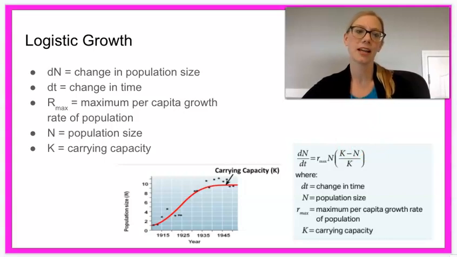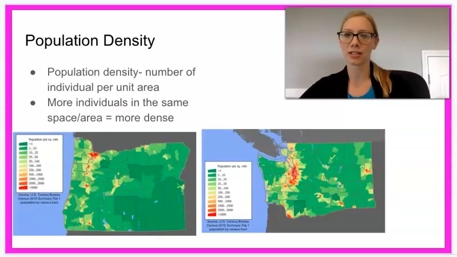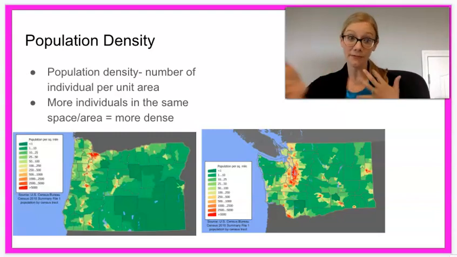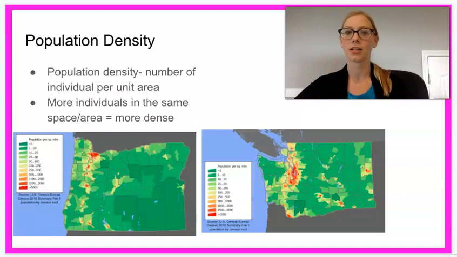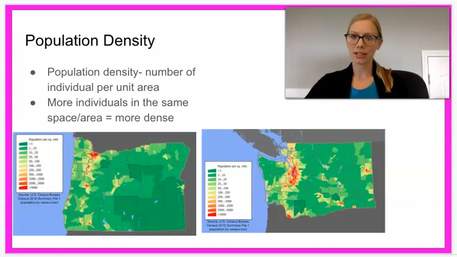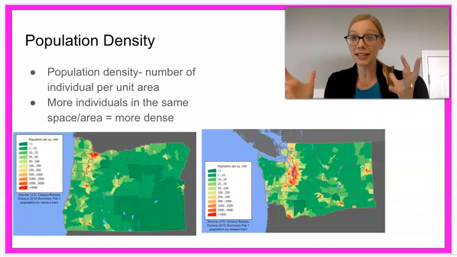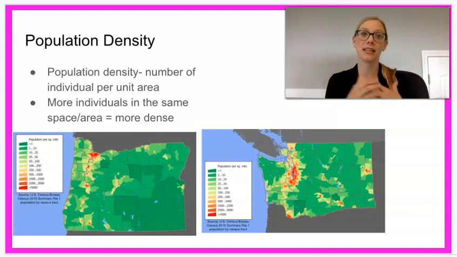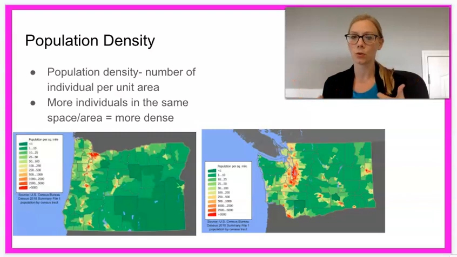Now I want to talk a little bit about population density. And I want to talk about population density because it can influence the size of our population a lot, right? So when we think about density, it's really just the amount of things in a given space. The more things you have in the same amount of space, we say the more dense something is. So population density is really just the number of individuals per unit area. More individuals in the same area or space, we say it's more dense.